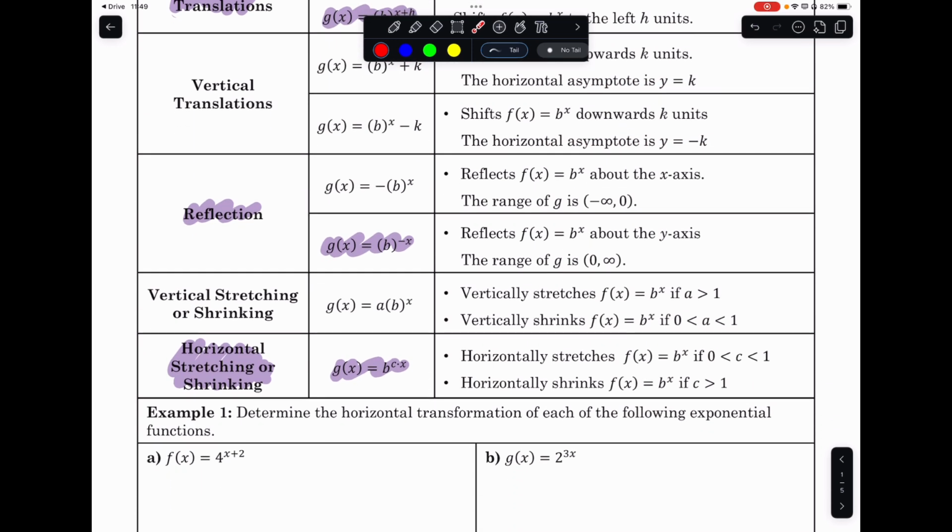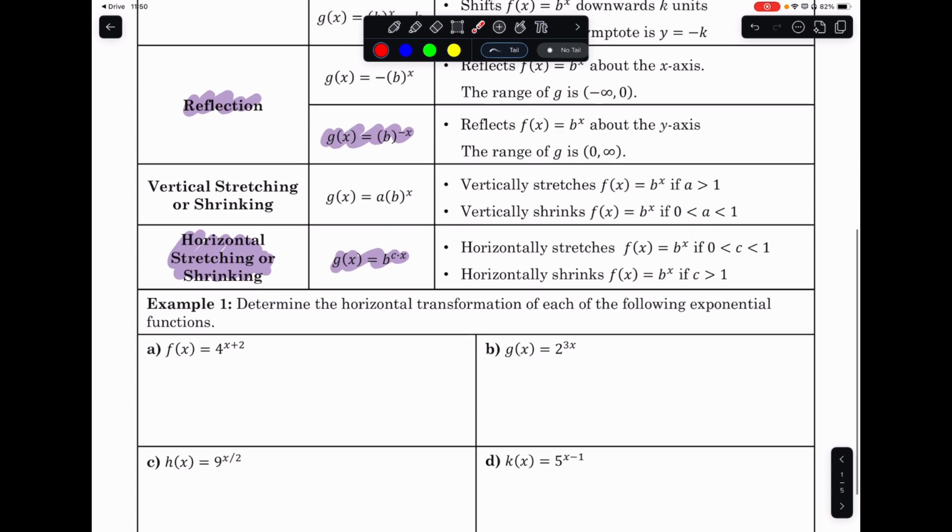In the previous example, we talked about vertical reflections and how that graph is going to look. The same thing goes for horizontal reflections. We're going to talk about how we can graph and manipulate a horizontal reflection using exponential properties.